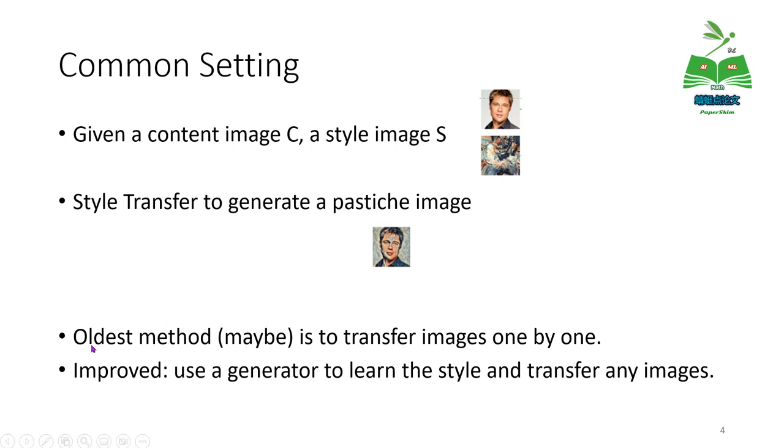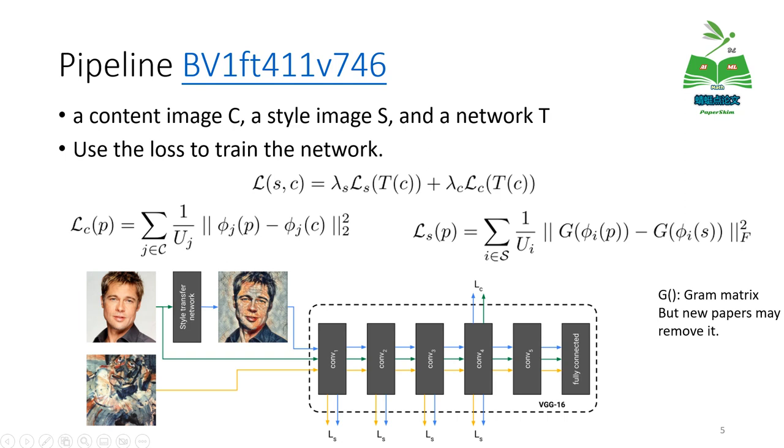The oldest method, I think, is to optimize every single image, so it's very slow. The improved one is that we can train a neural network, or use a generator, to learn the style and also the data. Then after training, we can transfer any image. For the pipeline, they need to train the network with this loss. Given the content image as input to the network, it will output what we call the pastiche, right?